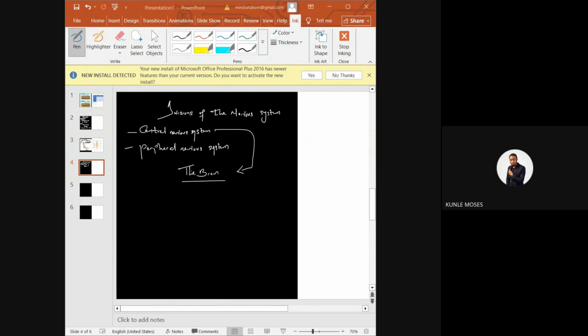They said sense of smell is by dash. A, olfactory lobe. B, cerebellum. C, cerebrum. D, hypothalamus. And this one is straightforward. I believe everybody knows that, right? Tell us.